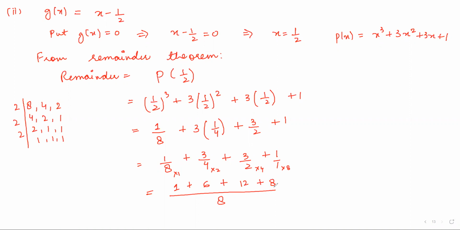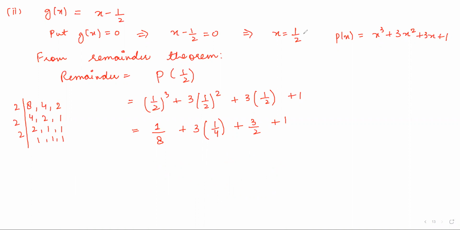Any confusion? Ma'am, I got confused in the third step. This one? Ma'am, for the LCM. Okay. So this is 1 upon 8 plus 3 by 4 plus 3 by 2 plus 1. So far, is it clear? Yes, ma'am. Okay. Now, because I don't have anything here, I can put 1, right?